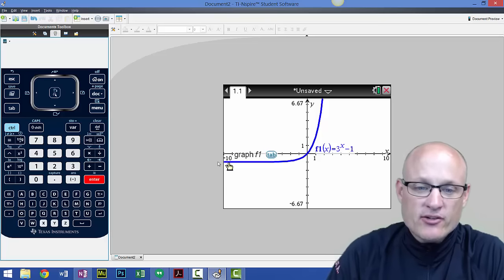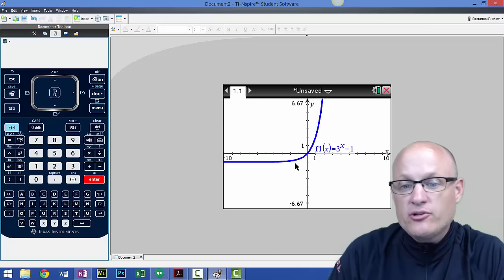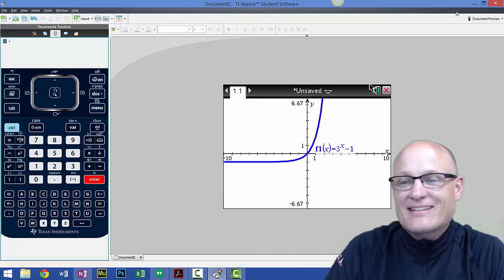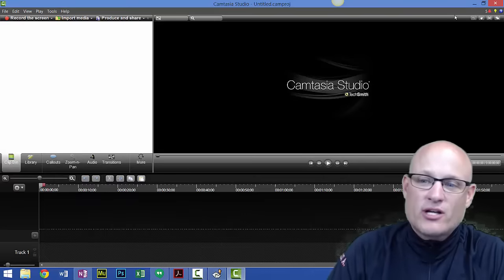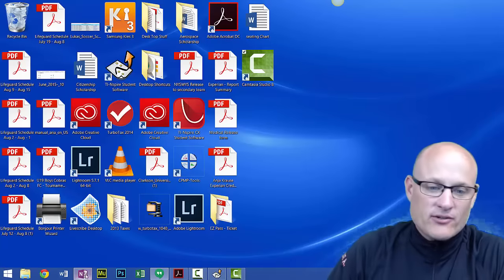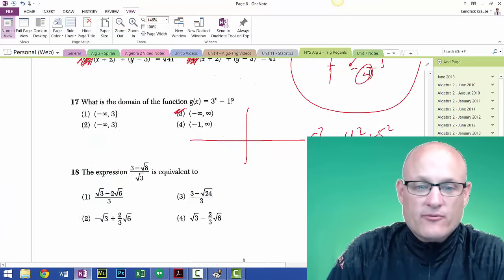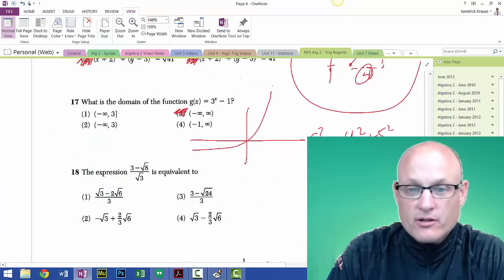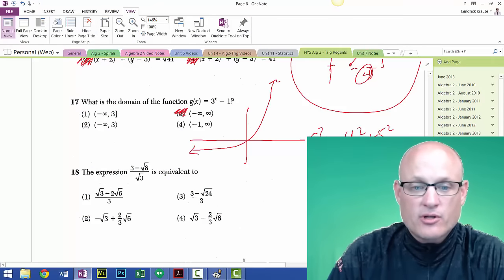Look at this. Domain. Does it go forever and ever to the left? Yes. Does it go forever and ever to the right? Yes. The domain is all real numbers, from negative infinity to positive infinity, because it goes like this. It just keeps going and just keeps going.